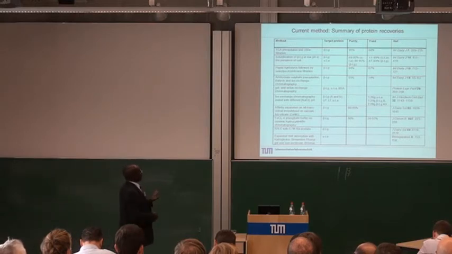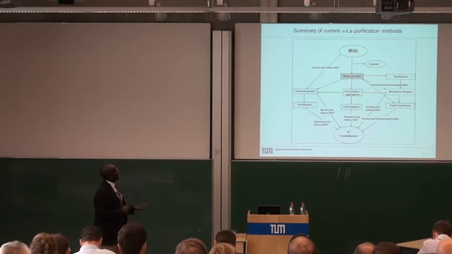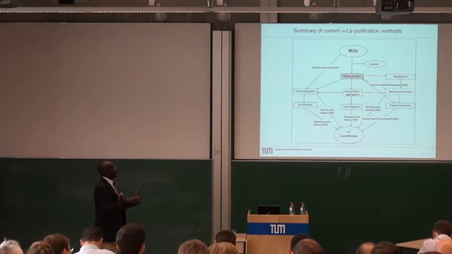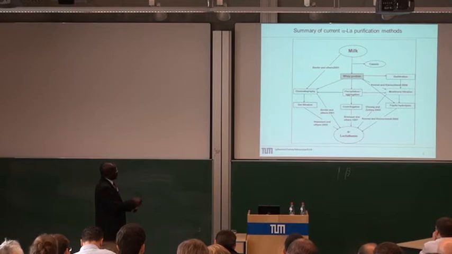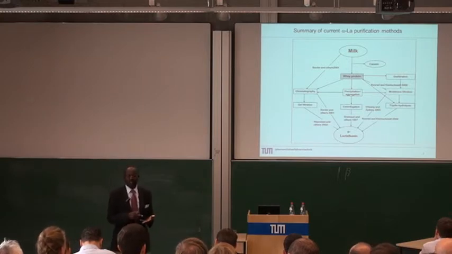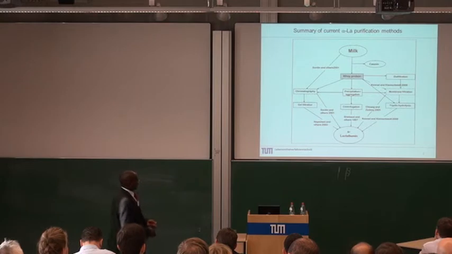Now, what do we see with these methods, in summary? You can start with milk, you can separate the caseins and the wheys, and then you can work with the whey proteins using different pathways that are summarized here to get alpha-lactalbumin, for example. Some of them give you both alpha and beta. Other methods only give you alpha-lactalbumin, while beta-lactoglobulin is not necessarily the target.